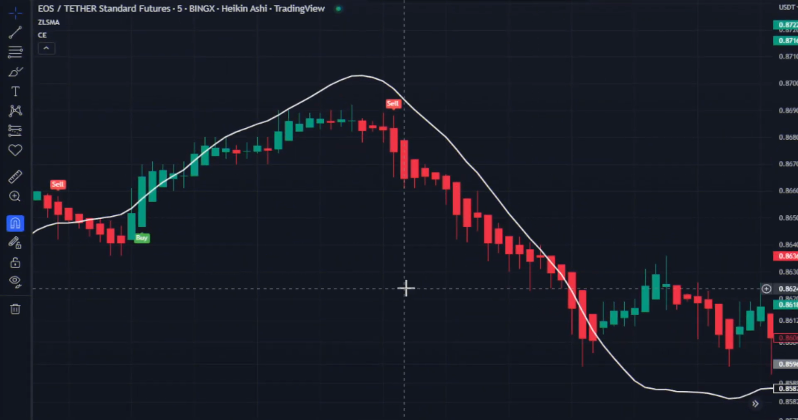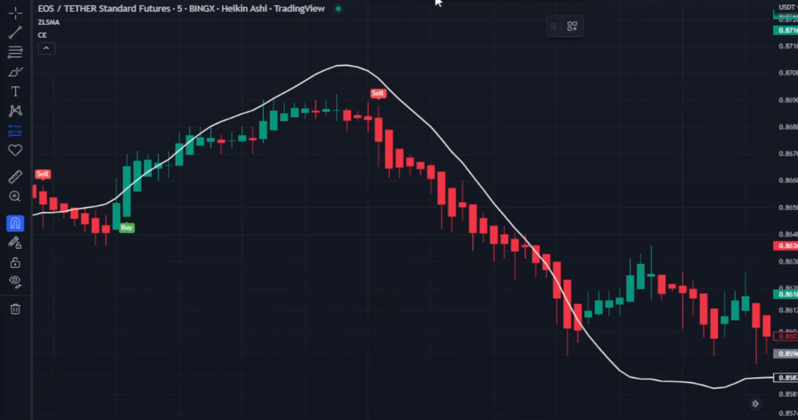Here we have our first example of a short trade. We see that all the conditions on this candlestick have been met.